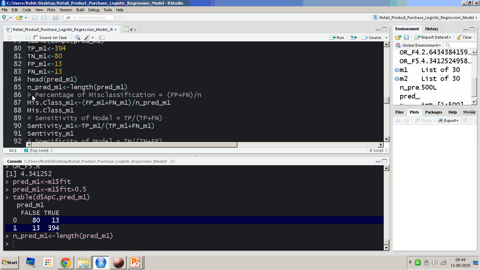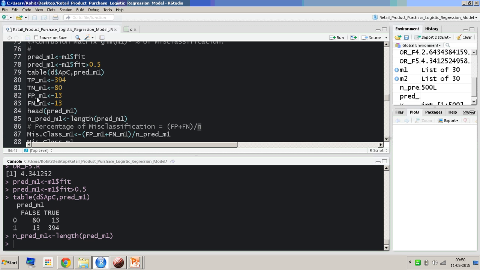Okay, now we want to calculate the percentage of misclassification, and the formula is false positive plus false negative divided by n. So this n is what we've computed over here, that is 500. The false positive and false negative values, we've gone ahead and input those manually over here. I am sure there's some way of coding it in, but I have not done that. It gets coded in if you were to use some of those packages and use the confusion matrix which is provided in Caret or other packages, but I have not done that.